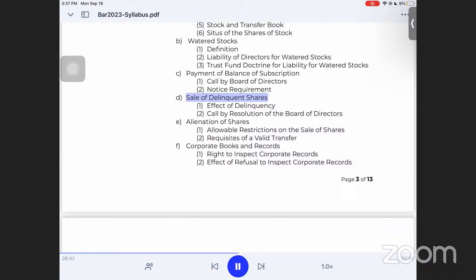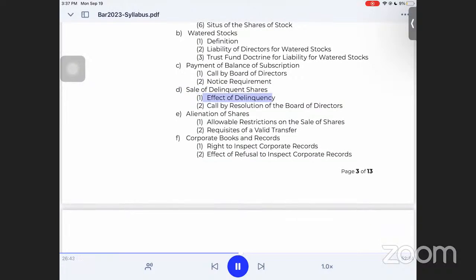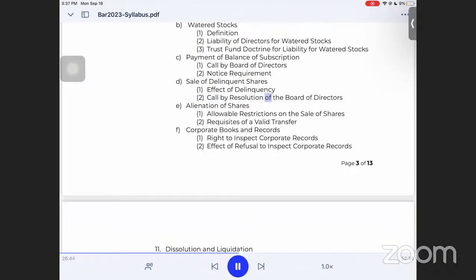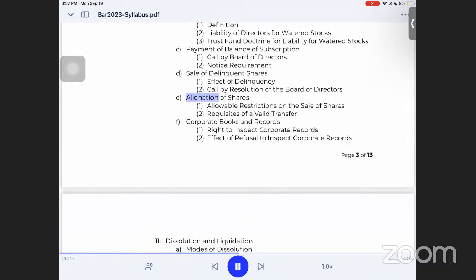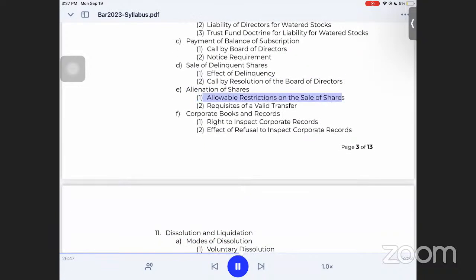D. Sale of delinquent shares. 1. Effect of delinquency. 2. Call by resolution of the Board of Directors. E. Alienation of shares. 1. Allowable restrictions on the sale.